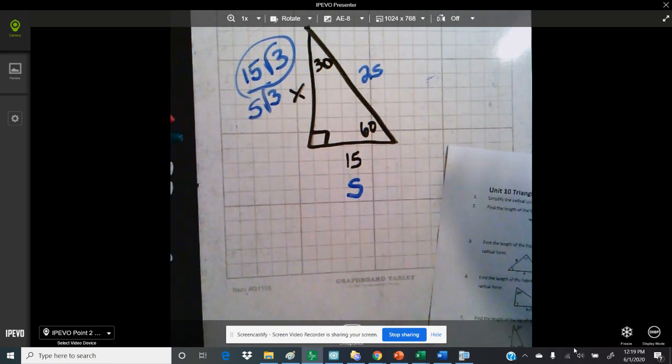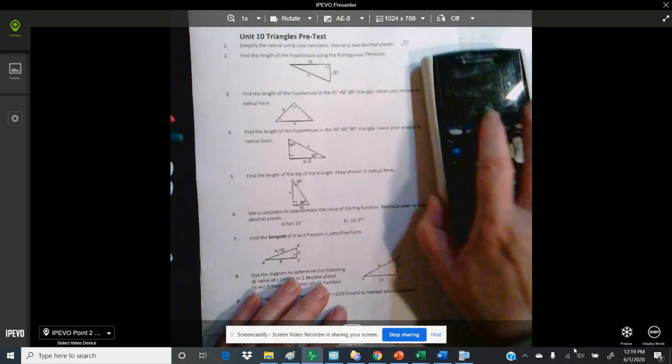Number 6 says use a calculator to find the trig value, and they want you to round to 4 decimal places. So you're just going to go to your calculator. They're not trying to find an angle measure because they already give you the angle measure. So you're going to use your regular tangent button. Just go tangent 15 and hit enter, and it'll be 0.26.